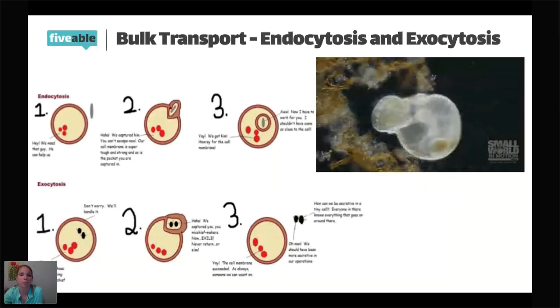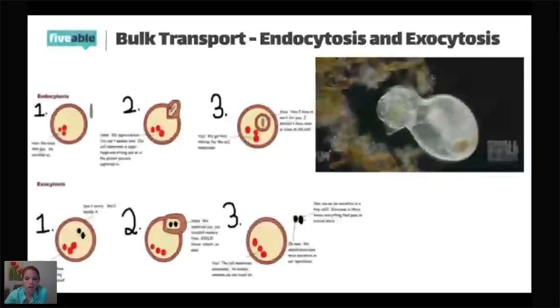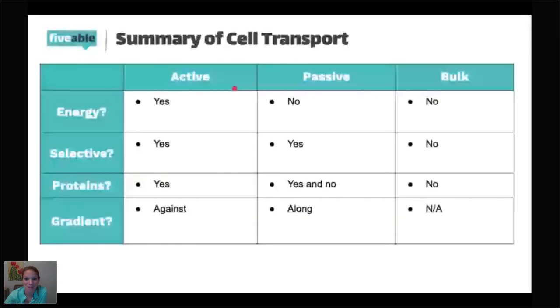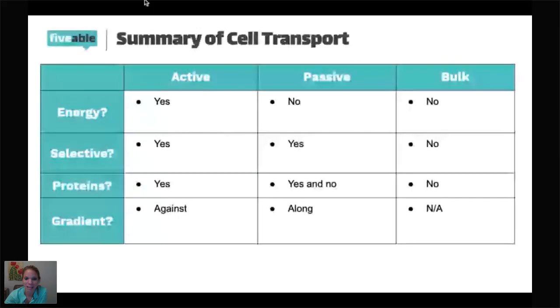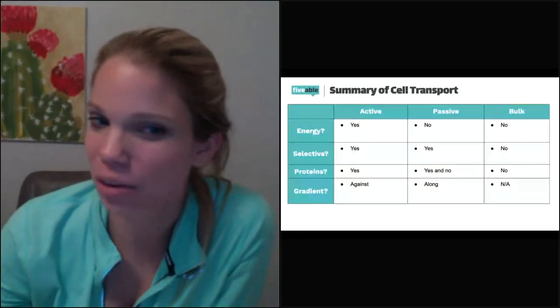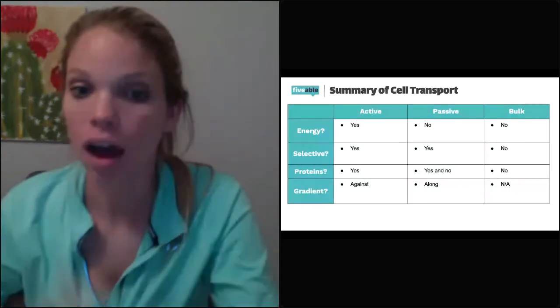Okay, I'm gonna go ahead and move it on to a summary page. Ooh, I love summary pages because it's just an easier way to study. You can see everything right there.